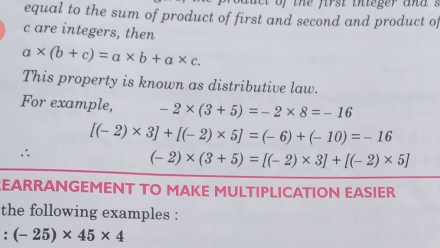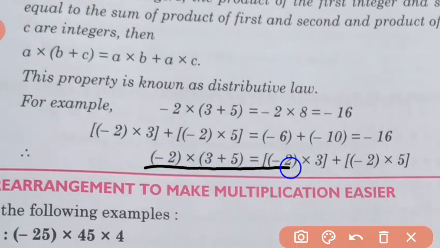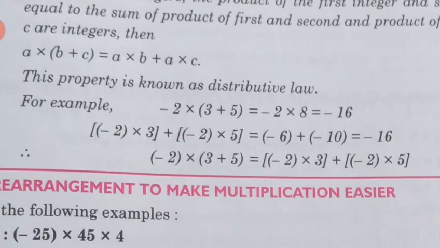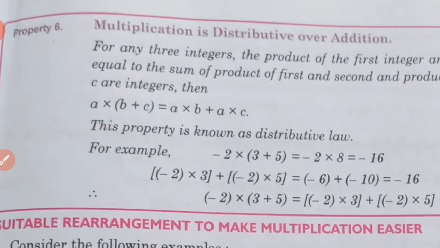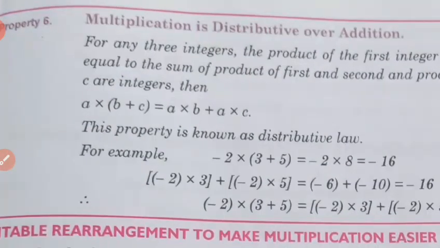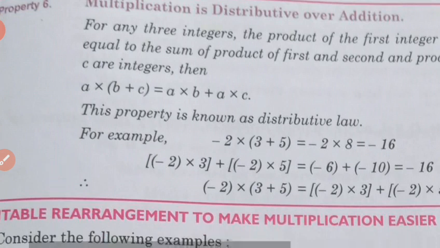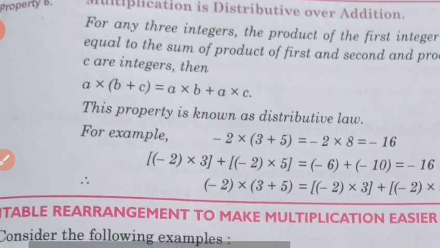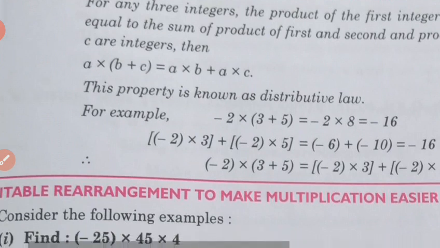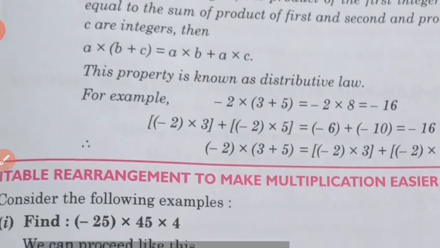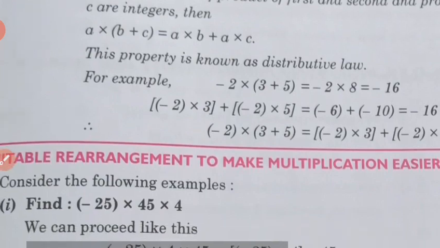So we can say that minus 2 into 3 plus 5 is equal to minus 2 into 3 plus minus 2 into 5. Here we have seen that if we distribute multiplication over addition, we'll get the same answer. So this is a very important property which will be used in solving examples. So a into b plus c is equal to, first you have to multiply a by b, then you have to multiply a by c. If instead of plus it is given as minus, it will be written as a into b minus c is equal to a into b minus a into c.